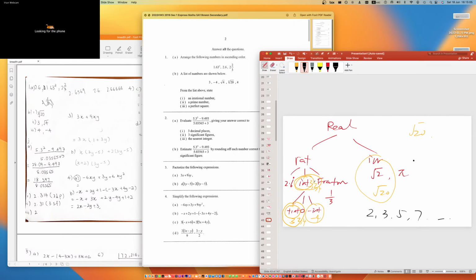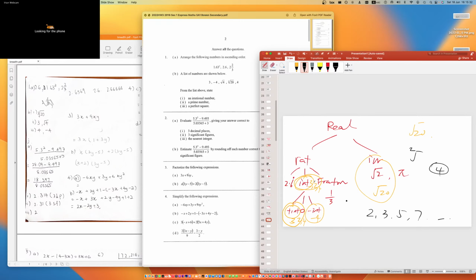A perfect square. What's a perfect square? A number that can be square rooted, like 2 times 2. So over here, 3 cannot. Only 4 can. That's it. So if they continue to ask you about a rational number, integer or decimal number, then you can look at the map.